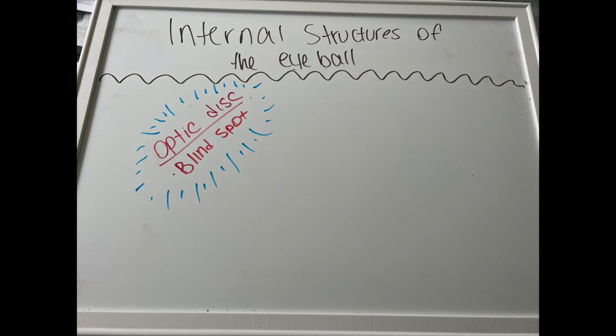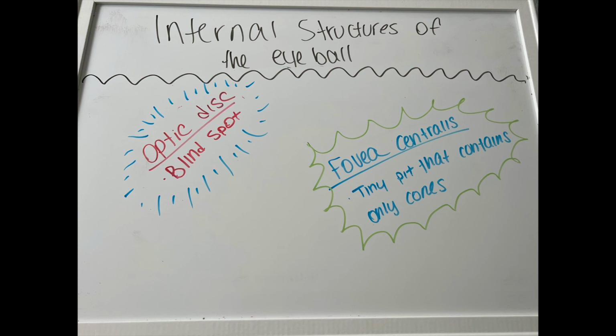Optic disc. The photoreceptor cells are distributed over the entire retina except where the optic nerve leaves the eyeball. The site is called the optic disc or blind spot. Fovea centralis. Lateral to each blind spot is the fovea centralis, a tiny pit that contains only cones.